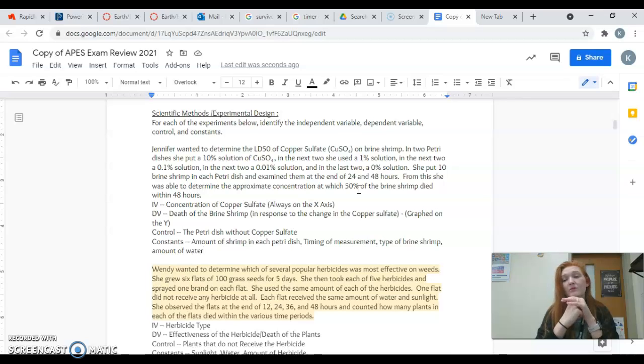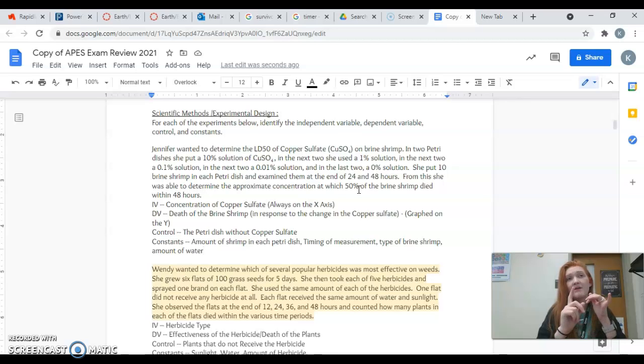Okay, so once again, independent variable is a thing that I manipulate. It's the experimental variable. Here it's the copper sulfate because we're manipulating the concentrations. We're changing that from trial to trial, not trial to trial, but from variable to variable, so Petri dish to Petri dish. DV, dependent variable, is the thing you measure. If you can find what you're measuring in the experiment, or if you're creating an experiment, whatever you're going to measure is going to be your dependent variable.